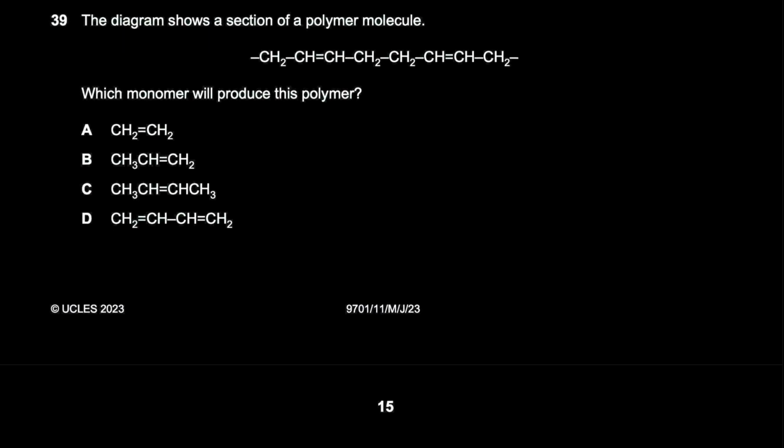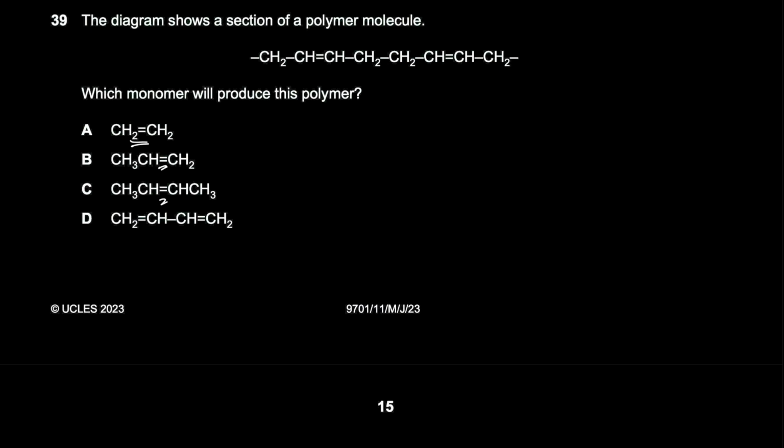The diagram shows a section of a polymer molecule. Which monomer will produce this polymer? Now over here they've given us a section of the polymer. We know that when alkenes undergo polymerization, the addition polymers are saturated. They don't have any double bonds. So if you have one double bond to begin with, the polymer will have 0 double bonds.